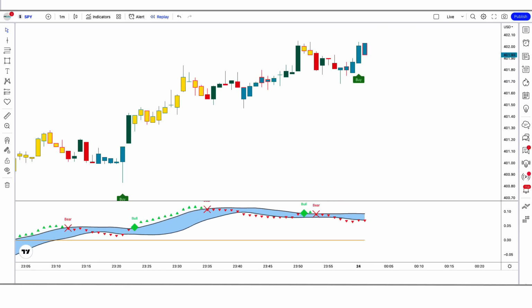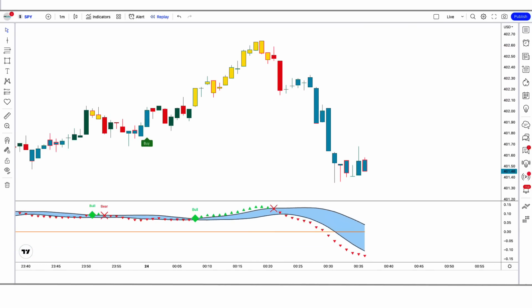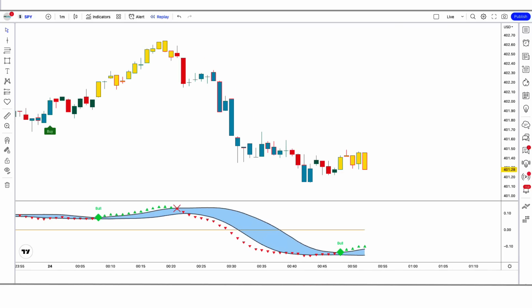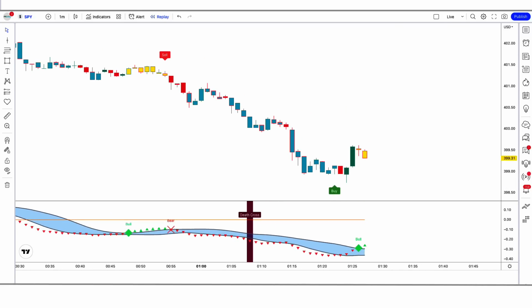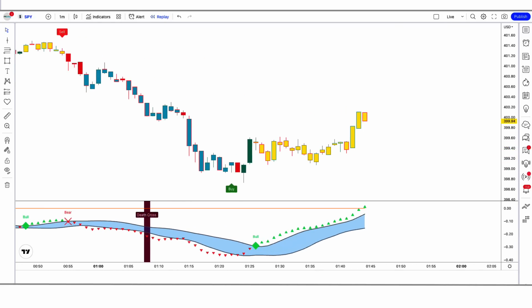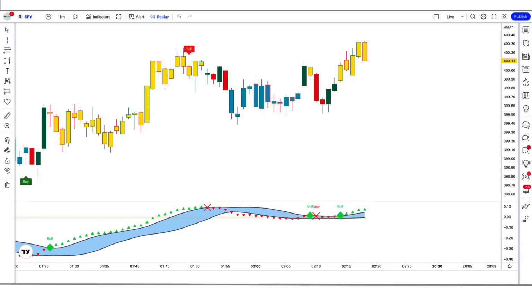Well, we've got something really special for you today. The TradingView indicator we're about to share with you in this video is truly worth your time. Not only will we teach you how to use this tool in your trading, but also give you a complete strategy that you can start using right now to make good profits.